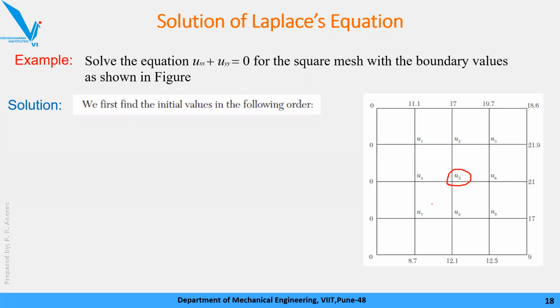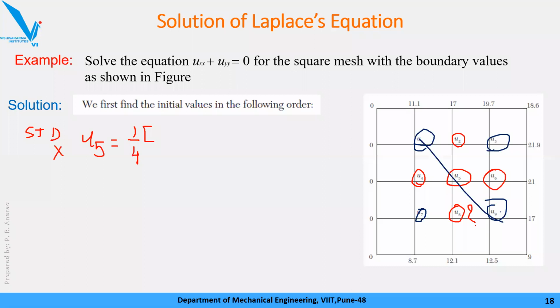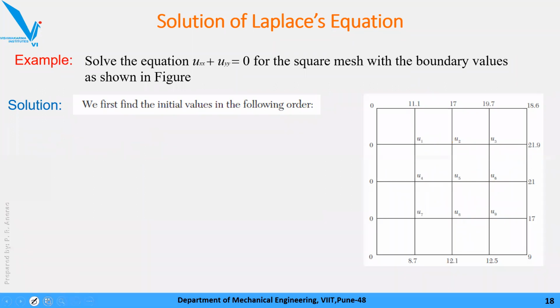Now, how to do that? For U5, try to apply the standard 5-point formula. U5 will be equal to the average of the values of the neighboring nodes. Look at its neighbors, U4, U2, U6, U8, but all are unknown. So the standard 5-point formula we cannot implement right now. If you try the diagonal one, U1, U3, U9, U7, these are again all unknowns. Now both attempts have failed. So how do we proceed?